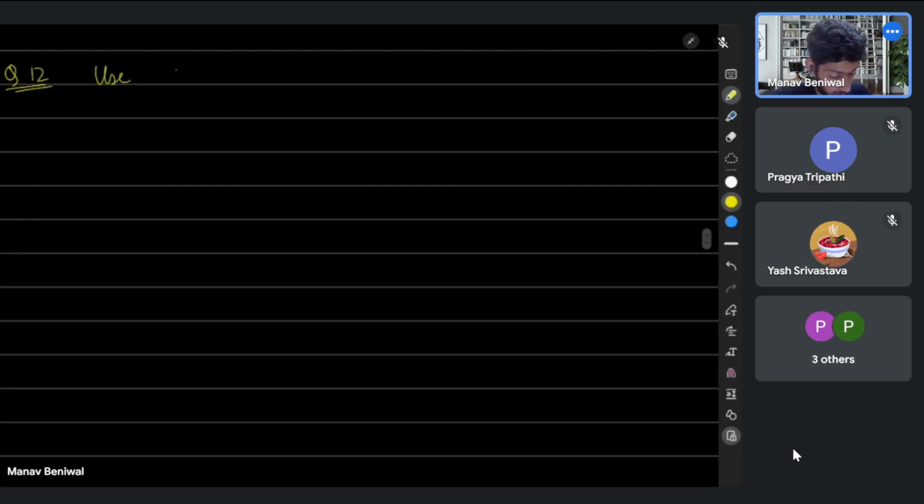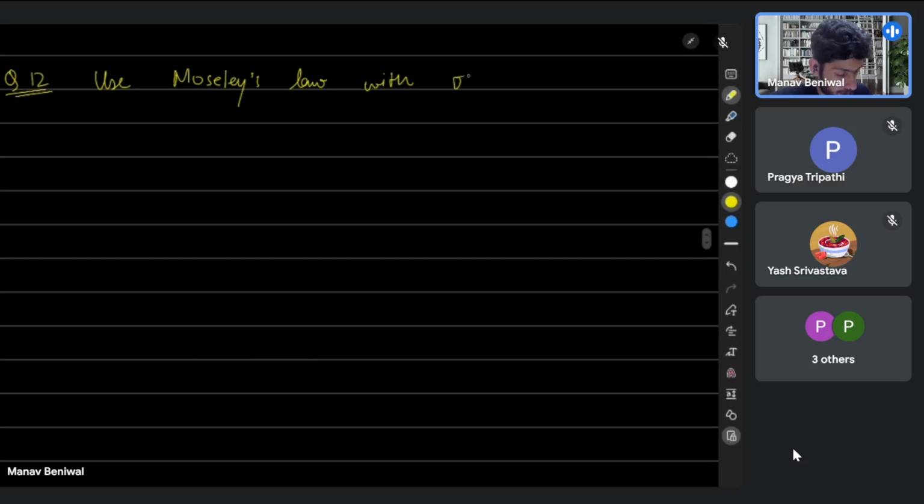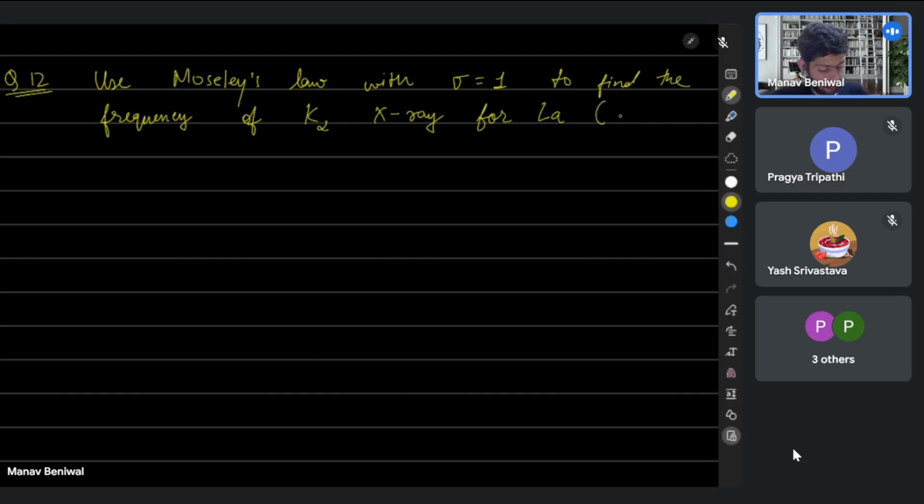So the problem is: use Moseley's law with sigma equals 1 to find the frequency of K alpha X-ray for lanthanum. So lanthanum is La and its atomic number is 57.